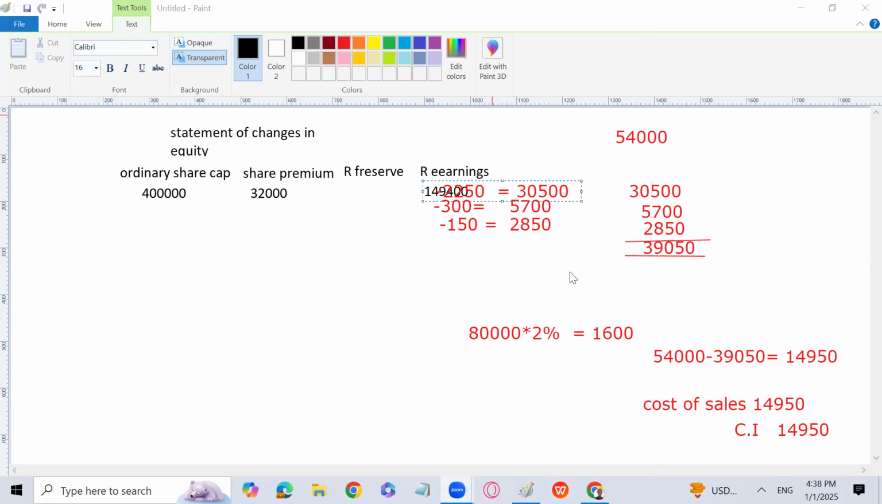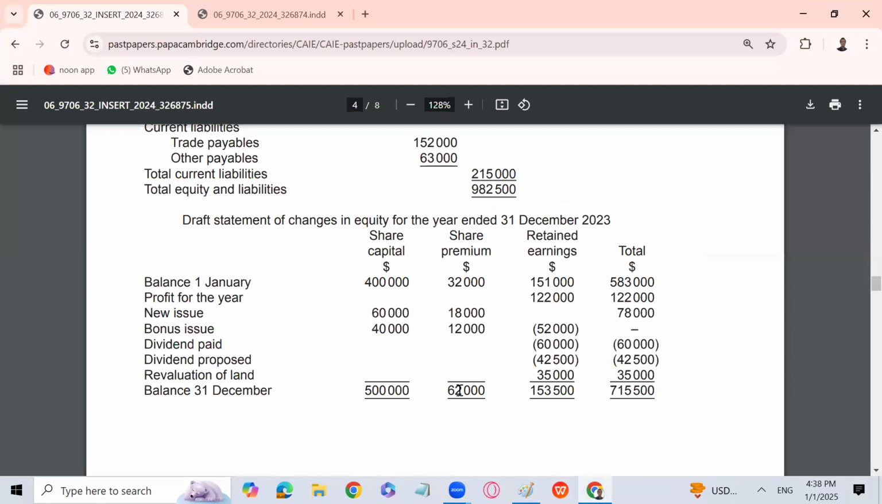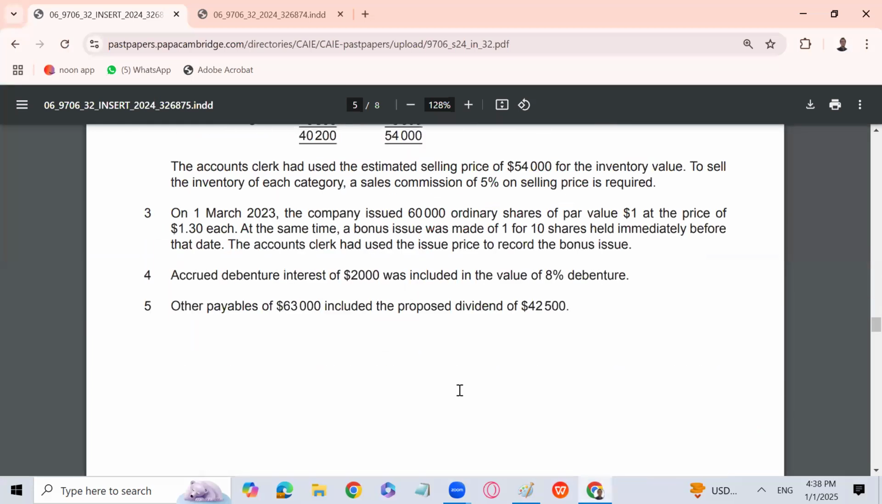We have already calculated that 1,400, this is the entry, cost of sale to closing inventory. After the correction of the inventory valuation, we are done with that. So I'm going to wrap it up. Now we have to prepare the statement of changes in equity. Sir, where it is written, let me check. Let me make you see that.